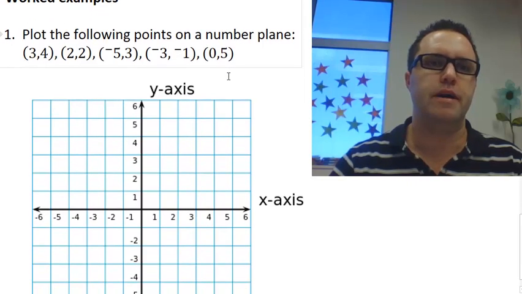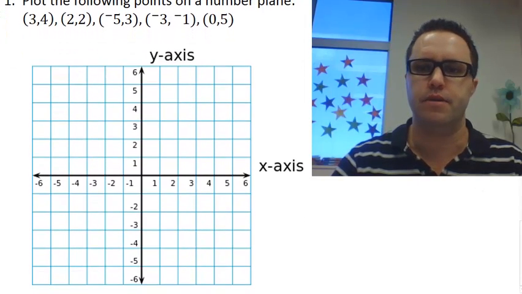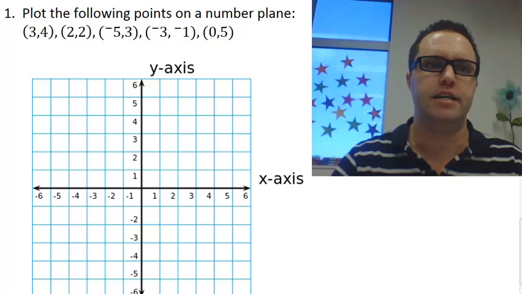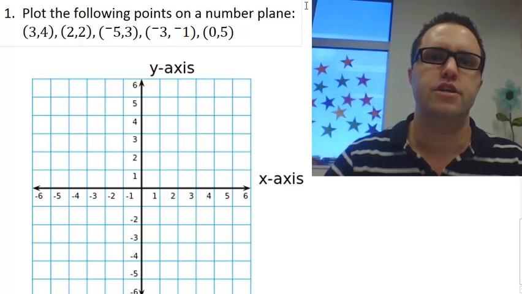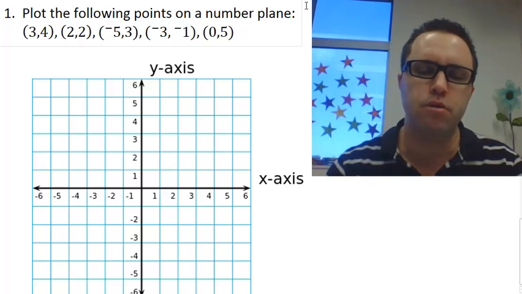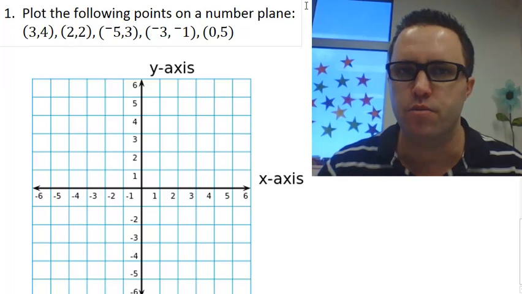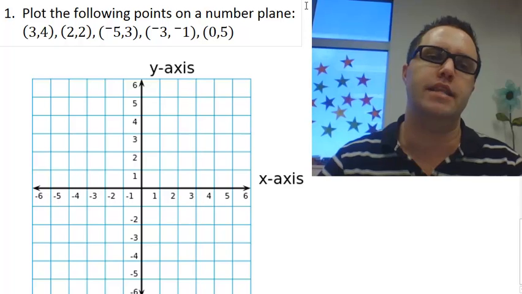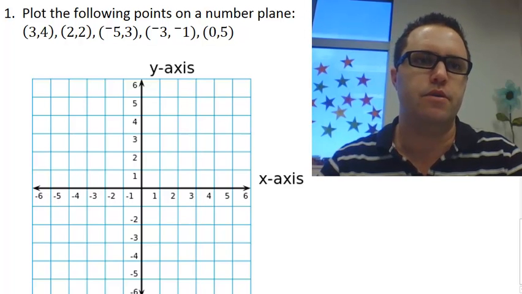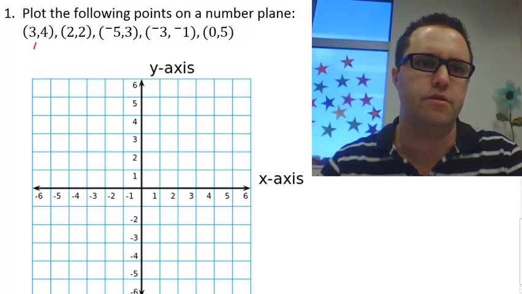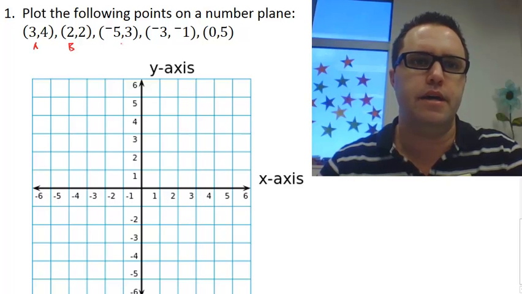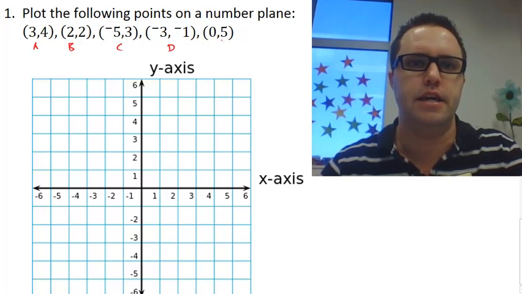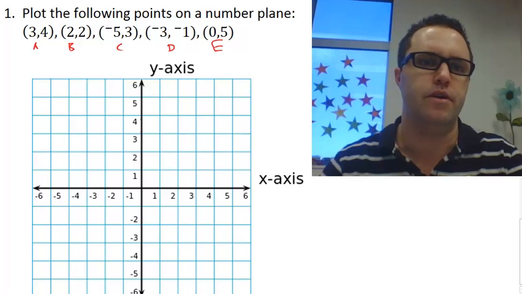Okay, right. That's all we're going to worry about for things to know. We're going to go through a worked example here. And this example is just going to ask us to simply plot the following points on a number plane. So to plot a point means to take a coordinate, find where it belongs on the number plane and mark that spot. So maybe we'll give these a couple of names. We'll call these points A, B, C, D, and E. So we'll be able to differentiate between them on here.